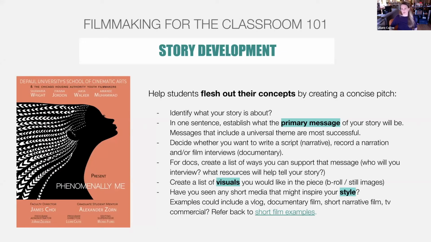What we do with our young people, and I would suggest you do, is making sure that before they go off and start making a film, they've really fleshed out that concept. So they need to identify, well, what's your story about? So for No Malice, racial healing. Okay, we're all on the same page. But in one sentence, this is so key: can you write in one sentence what's your primary message?